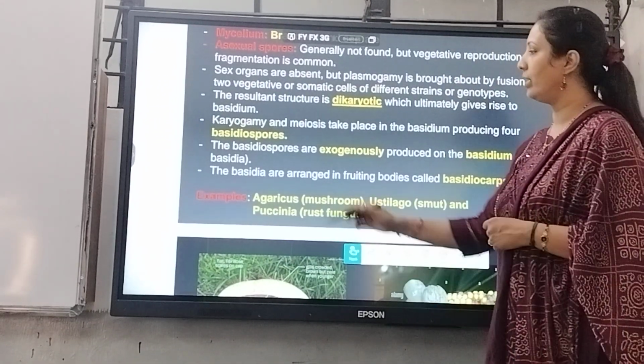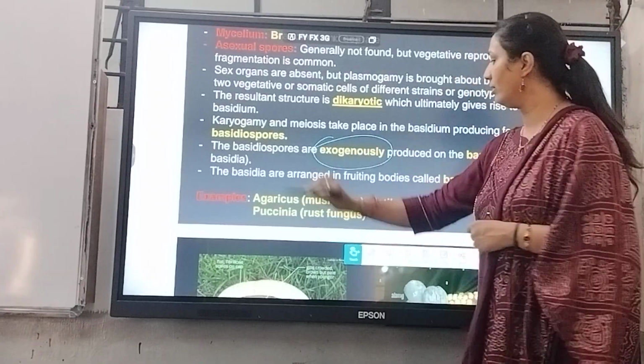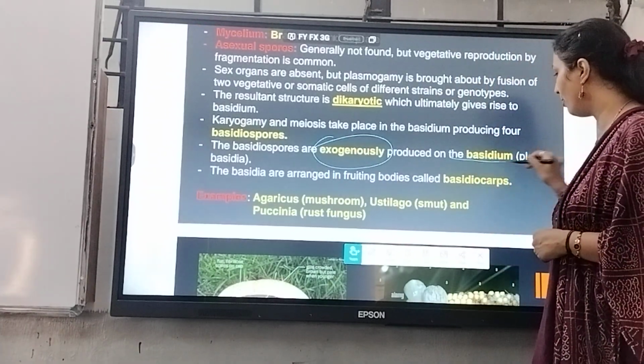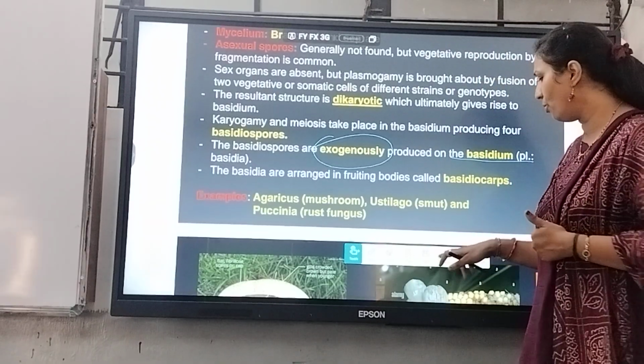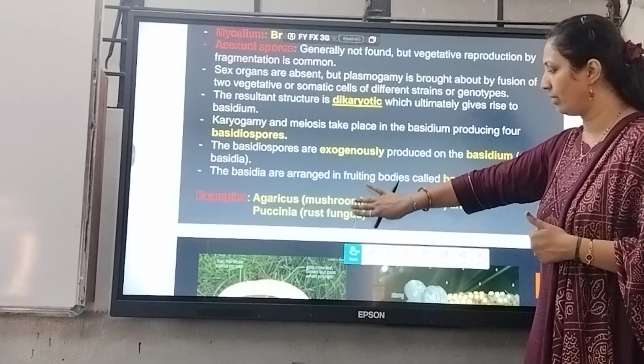Next one. The basidiospores are exogenously produced on the basidium. There is not just one basidium; so many basidia are there over here.